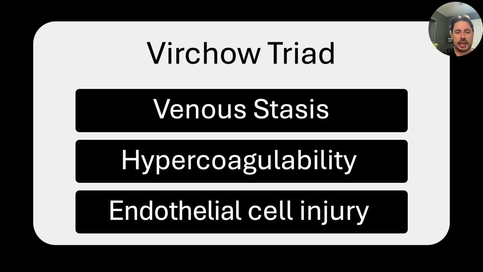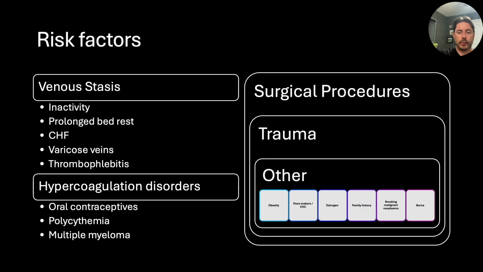And then injury to the endothelial cells, this is really the lining of the vessel. And this can come from a penetrating trauma, it can come from a blast or a crush injury, it can come from multiple IV sticks. Just anything that will impact or injure the endothelial cells, which is a lining in the vessels. Those are the 3 main factors that have to come to life in order for a clot to form. When we look at risk factors, there are 5 kind of categories of risk factors.